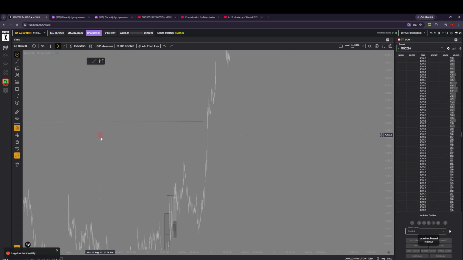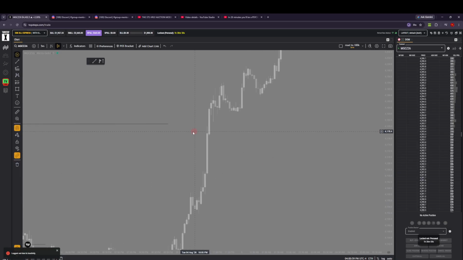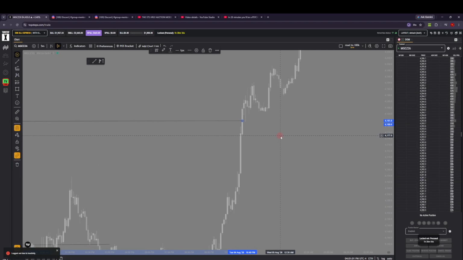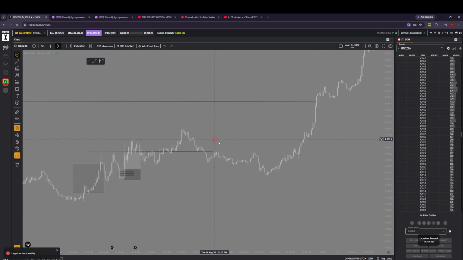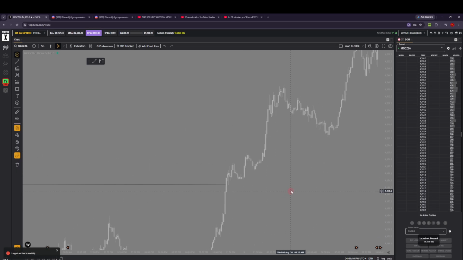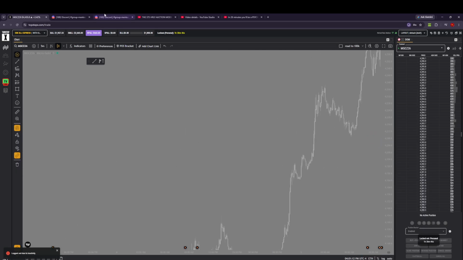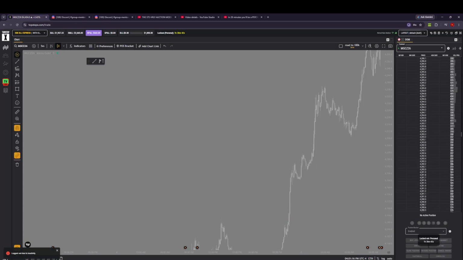That's exactly how I trade. I'm looking at the previous candle, and if I need to, I'm looking at the previous candle before that because maybe we created a weak candle or a candle that won't do much. I'm looking at the candle that was previously strong for direction. And that is all of the bullish candle reactions. That's the end of this video.